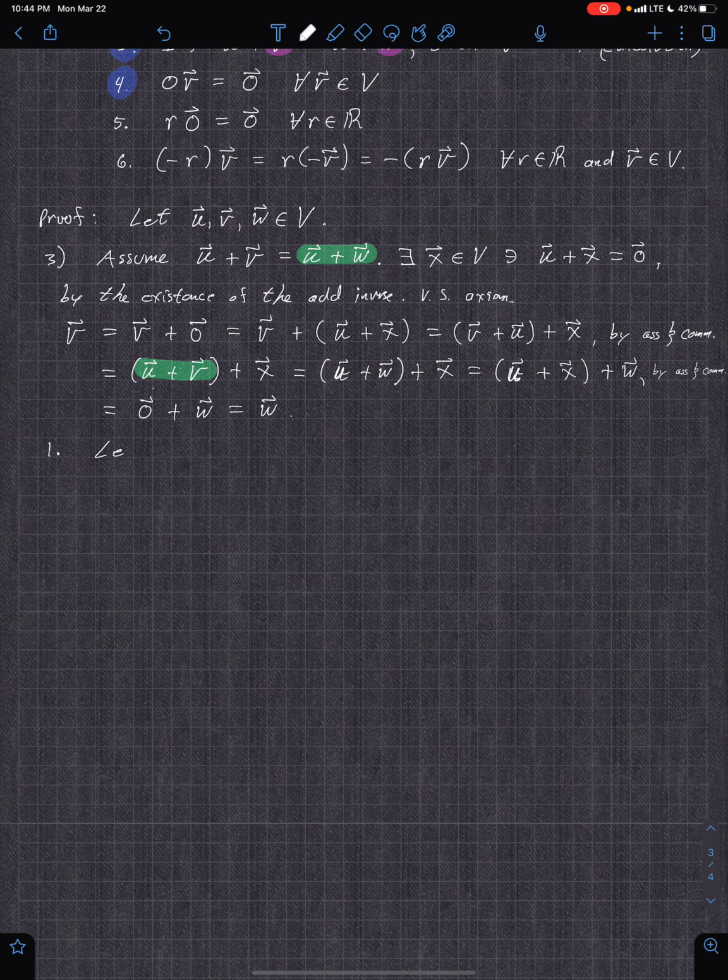All right, so let 0 and 0 prime, 0 vectors, be elements of V such that they behave just like the 0 vector. So such that 0 plus V is equal to V, right? That's the same behavior. And 0 prime plus V is equal to V.